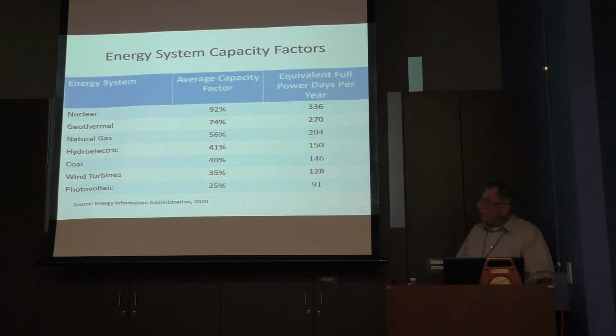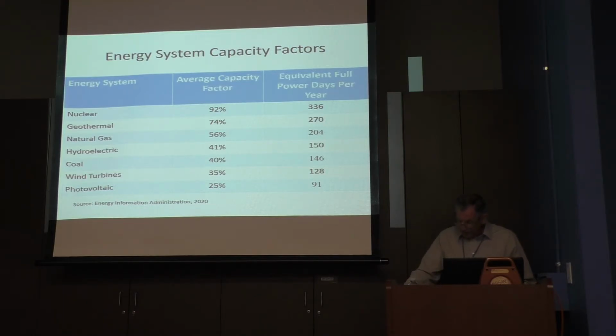And if you look at this, of course, you can convert that into equivalent full power days per year. So based on the capacity factor, nuclear provides essentially 336 equivalent full power days per year. Hydroelectric about 150, coal about 146, wind turbines about 128, and photovoltaic facilities provide only about 91 equivalent full power days per year. Note that these are the average capacity factors. So capacity factors will naturally vary from facility to facility.